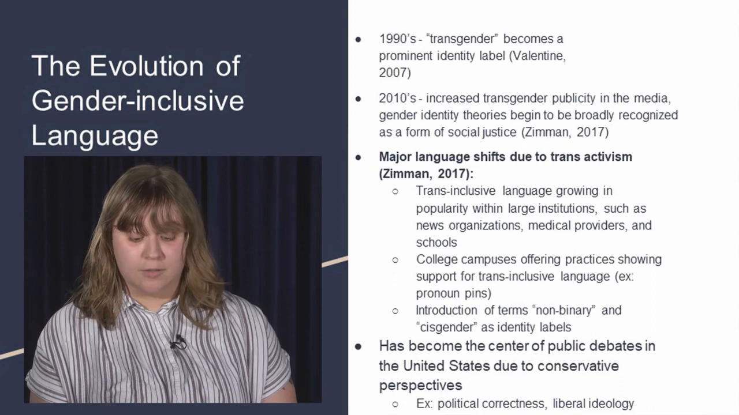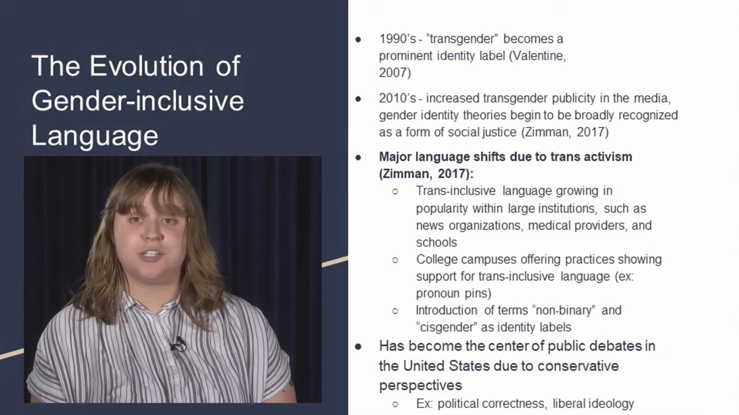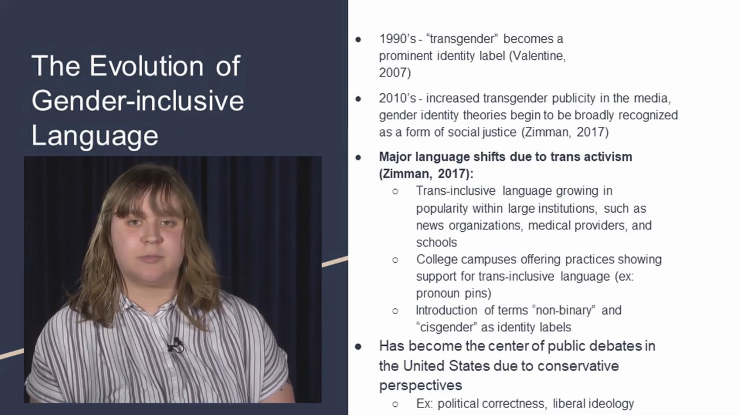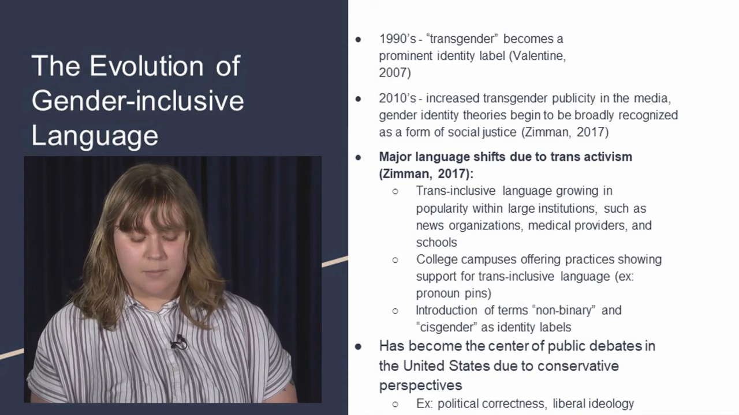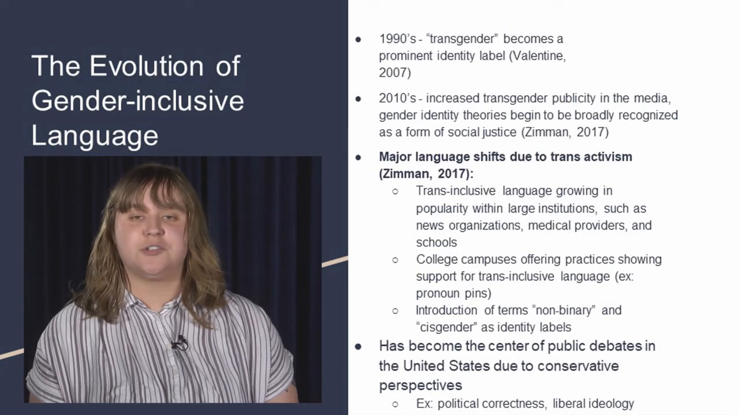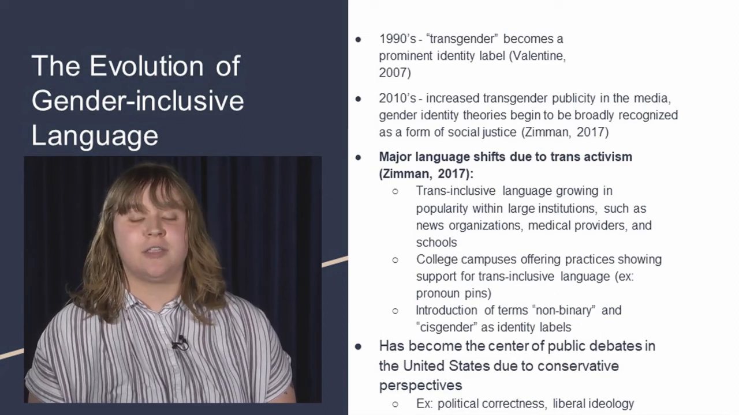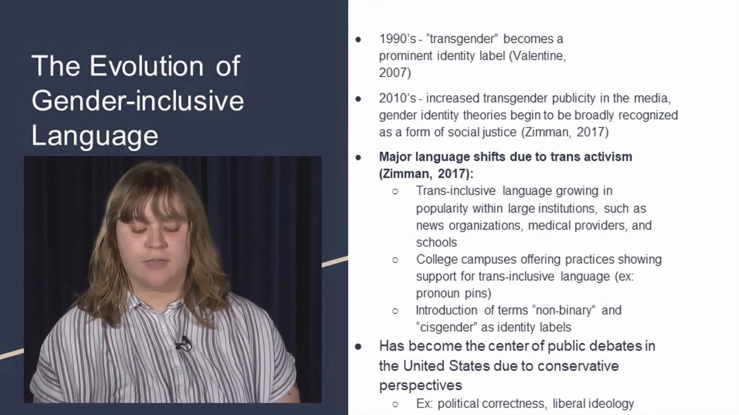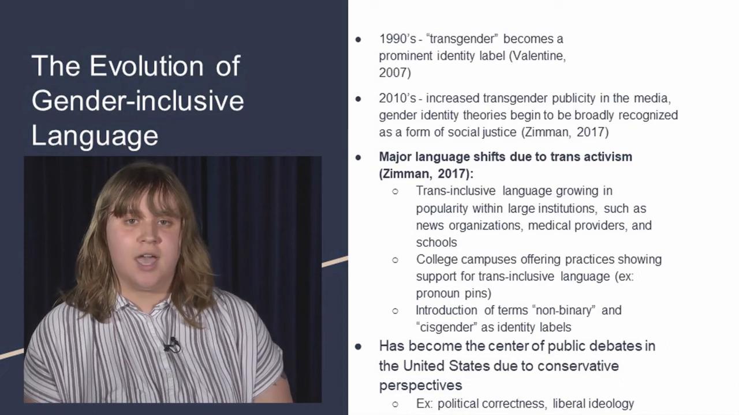This also caused major language shifts, including inclusive language used in large institutions such as schools and medical providers, college campuses using things like pronoun pins to provide support for trans people, and non-binary and cisgender being used as prominent identity labels. And although these major shifts have caused massive change in the acceptance and inclusivity of trans people, this has become a center of public debate in the United States due to conservative perspectives. And although this controversy is happening, it is very significant because it is showing that change is happening and the world is becoming more accepting and inclusive of these people.